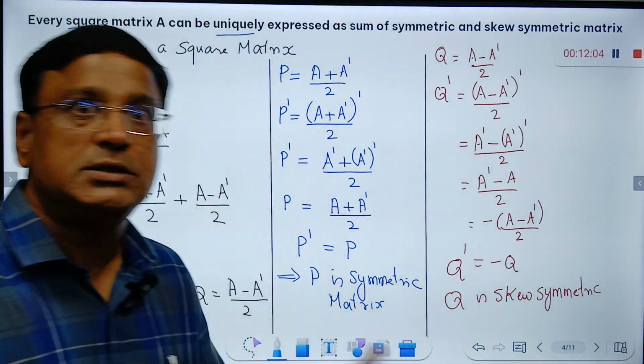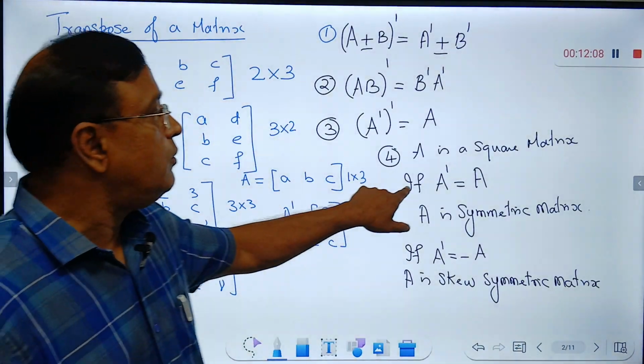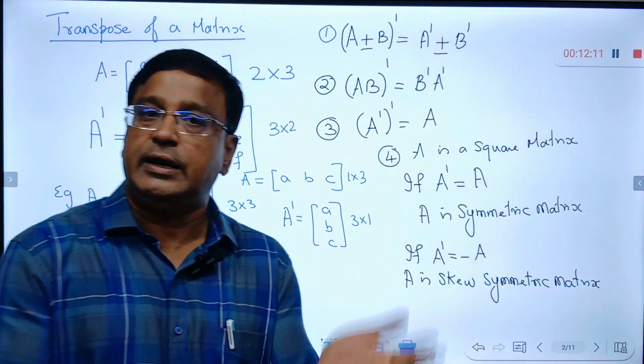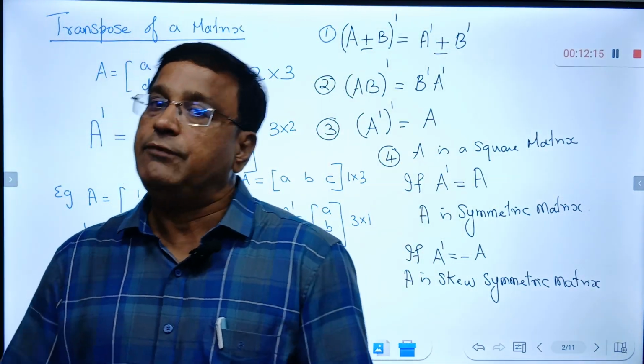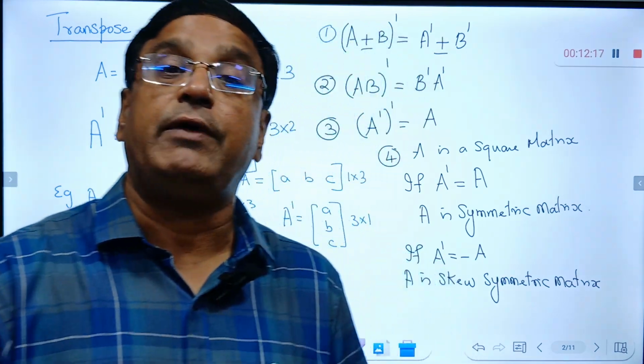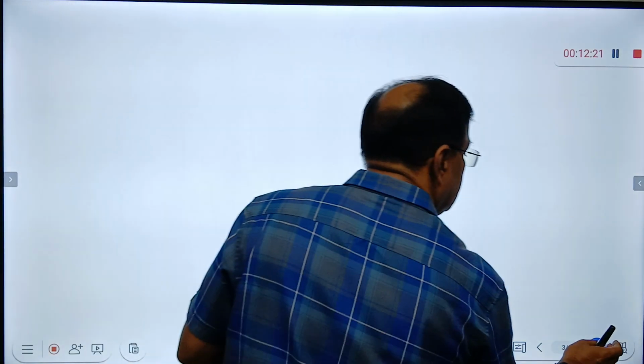Then the question is, what is symmetric and skew symmetric? Suddenly, these new words are coming. I already told you that if I take a matrix and take its transpose, and I get back the same matrix, it is called symmetric. If I take a matrix and take its transpose, and I get the negative of that matrix, it is called skew symmetric. So that is the idea.